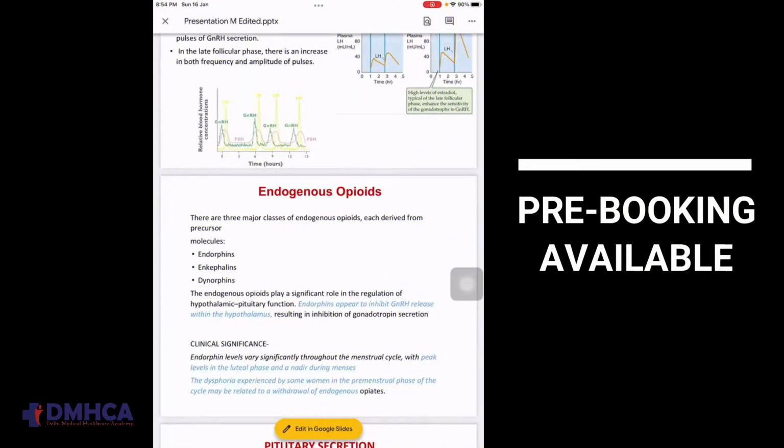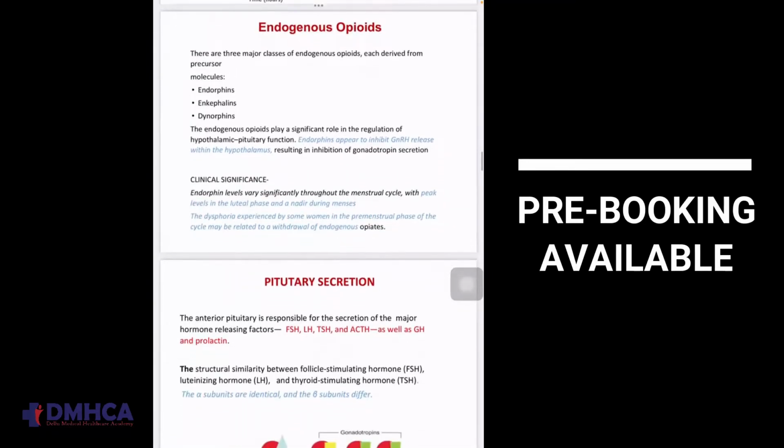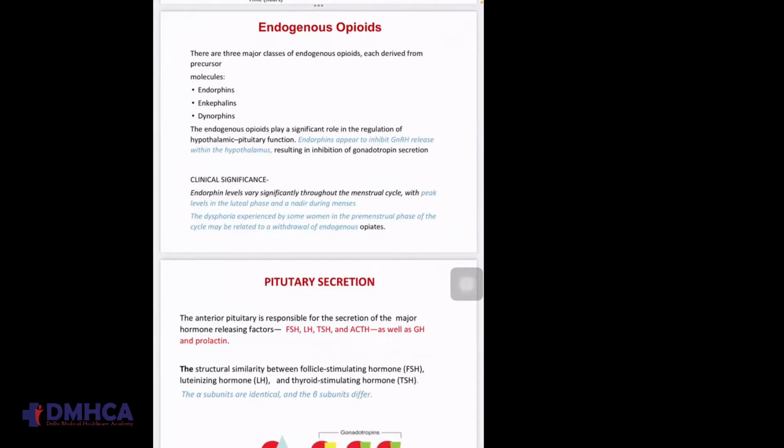So there are three opioids in the body: endorphins, enkephalin, and dynorphin. The endogenous opioids appear to inhibit GnRH release within the hypothalamus, resulting in inhibition of gonadotropin secretion. So, clinical significance: endorphin levels vary significantly throughout the menstrual cycle with peak level in luteal and nadir during menses. So, the dysphoria experienced by some women in the premenstrual phase of the cycle may be related to withdrawal of endogenous opioid.